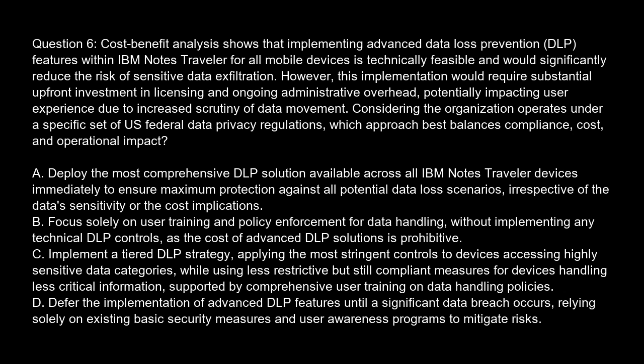Option C. Implement a tiered DLP strategy, applying the most stringent controls to devices accessing highly sensitive data categories, while using less restrictive but still compliant measures for devices handling less critical information, supported by comprehensive user training on data handling policies. Option D. Defer the implementation of advanced DLP features until a significant data breach occurs, relying solely on existing basic security measures and user awareness programs to mitigate risks.